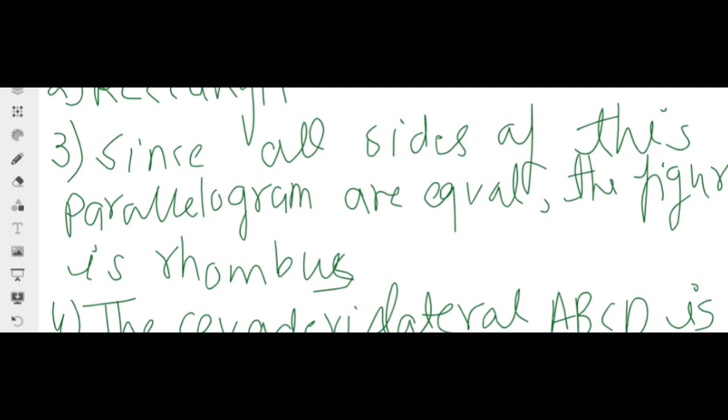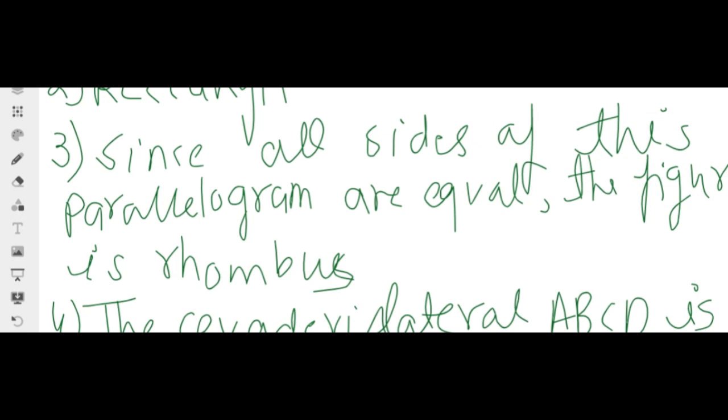Now when you finish, let me know, then I will start the question number 4. Adjacent sides DA and AB. Yes, because all sides are 3 cm each. DA and AB of a parallelogram ABCD are 3 centimeters each. It is a rhombus.